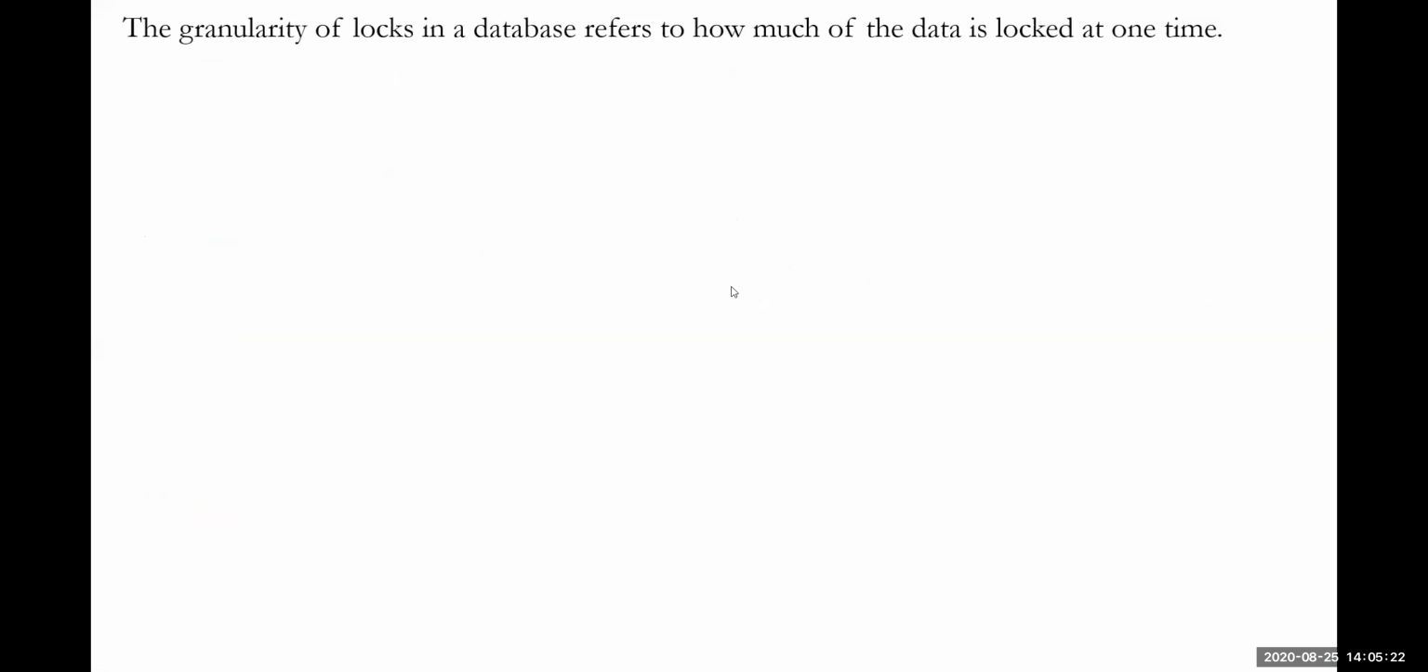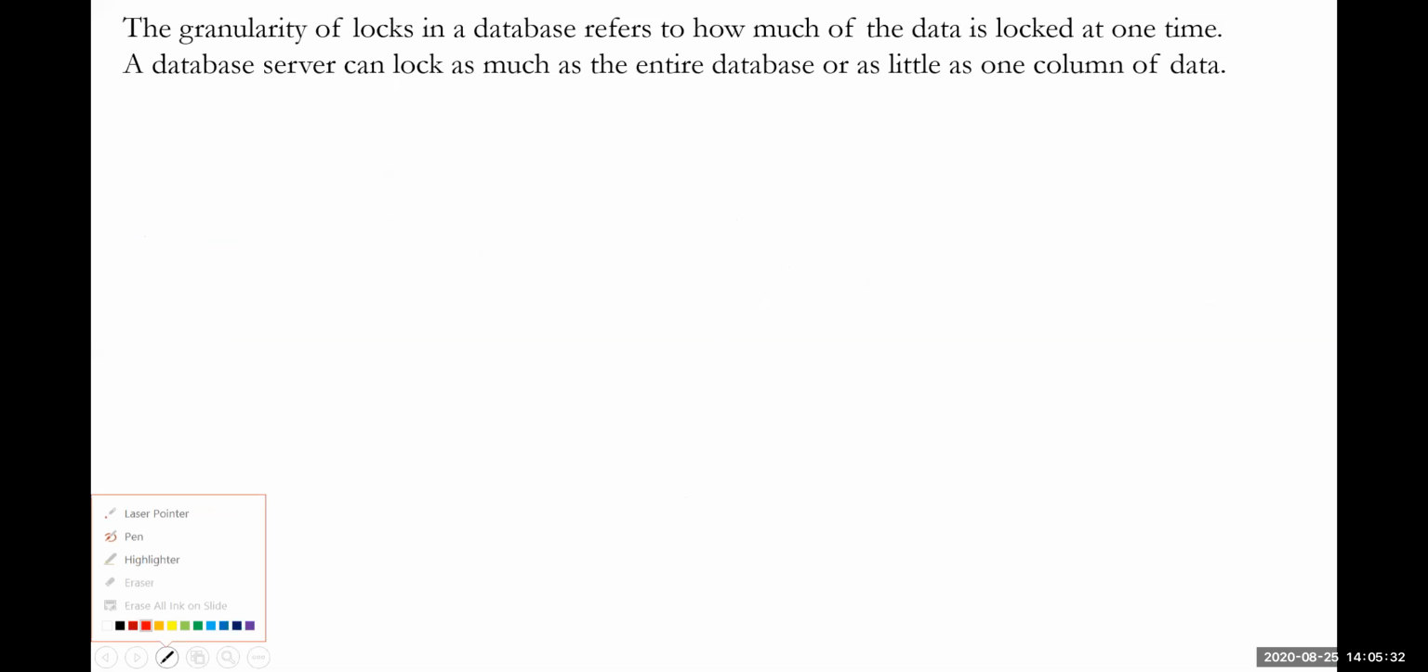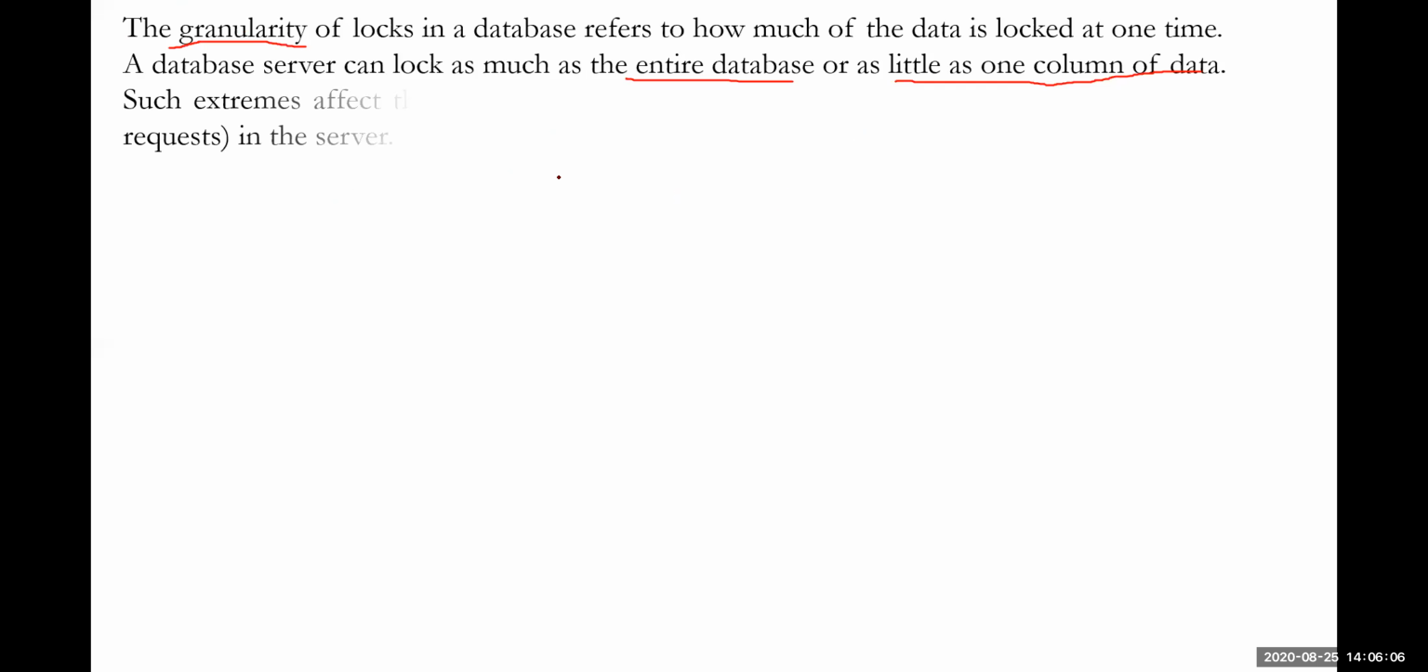Applying this particular lock on a specific database will be called granularity. Not only that, it also includes how much data will get locked by the lock table command. Whether the entire database will get locked, or one column of data will be locked, or one row of data will be locked. How much amount of data will get locked is very important for us. That is referred to as the granularity of that particular database.